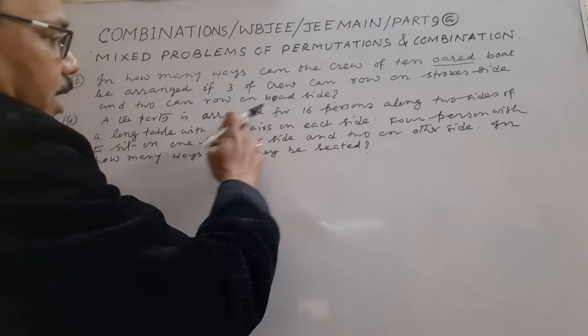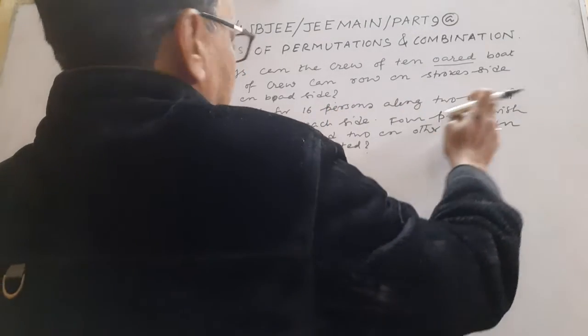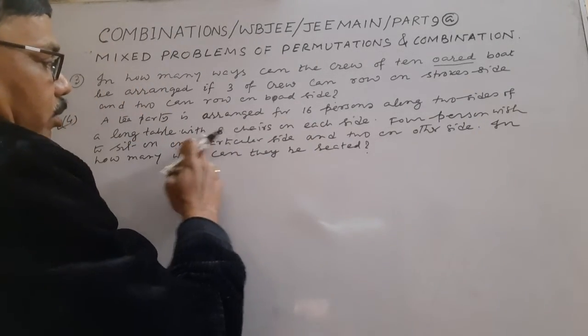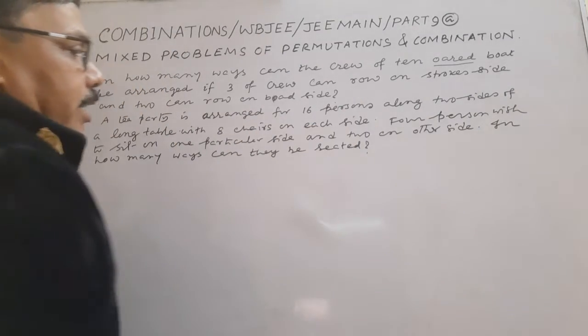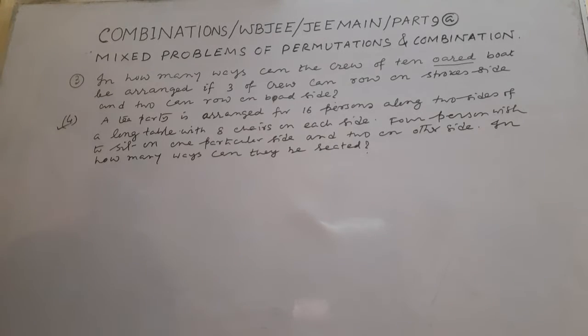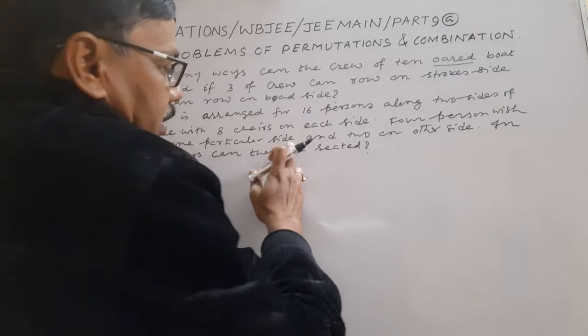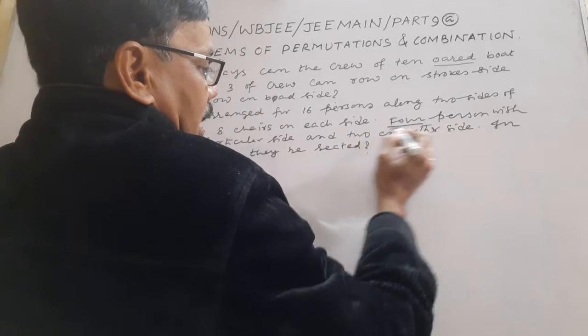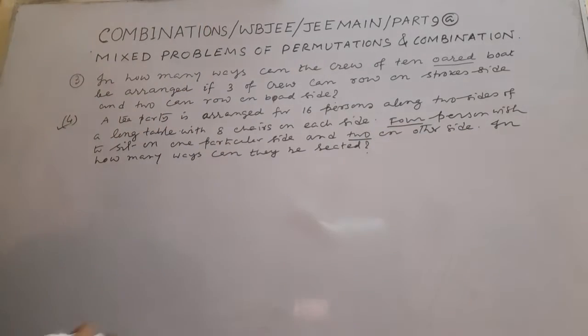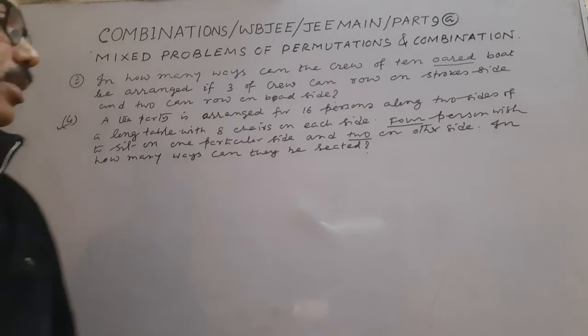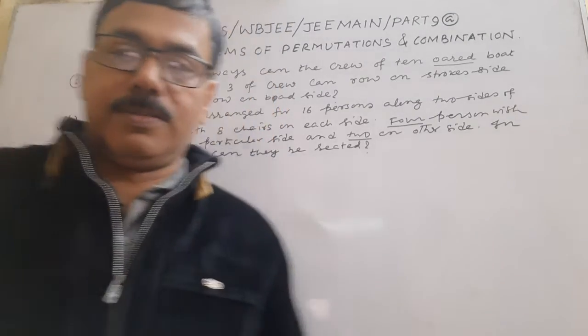A tea party is arranged for 16 persons along two sides of a long table with 8 chairs on each side. 4 persons wish to sit on one particular side and 2 on the other side. In how many ways can they be seated?